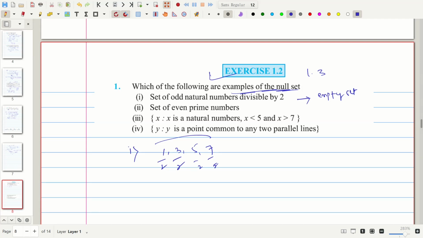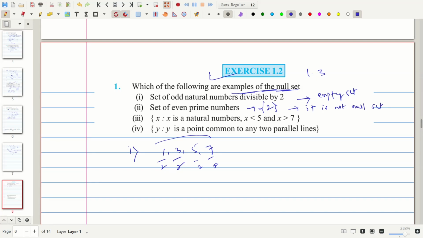In the second example, the set of even prime numbers. We have only one even prime number, that is 2. So this set contains an element, but it is not a null set.